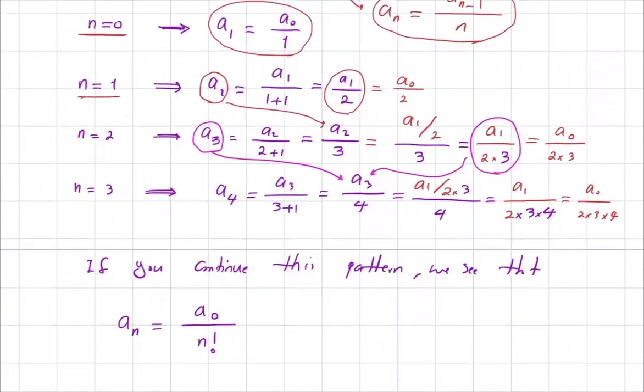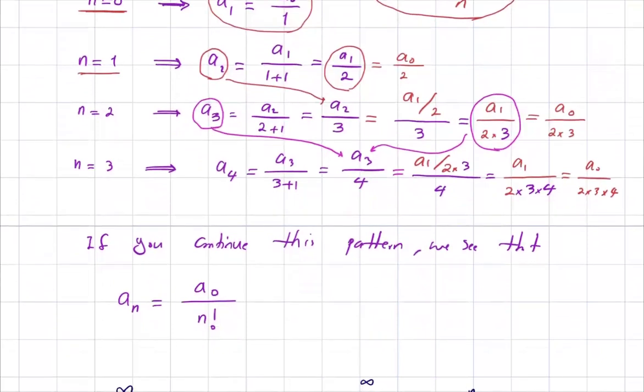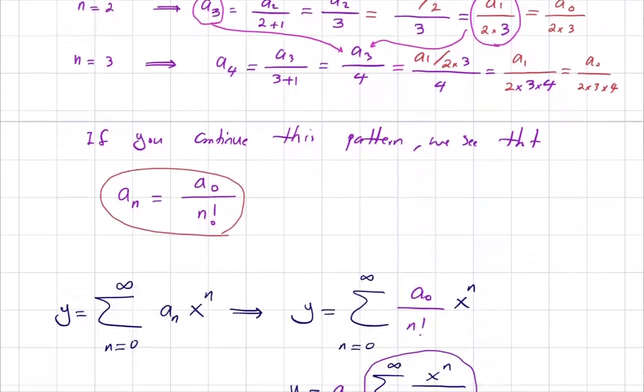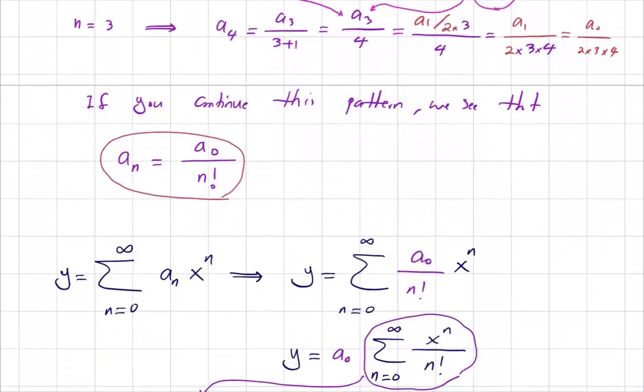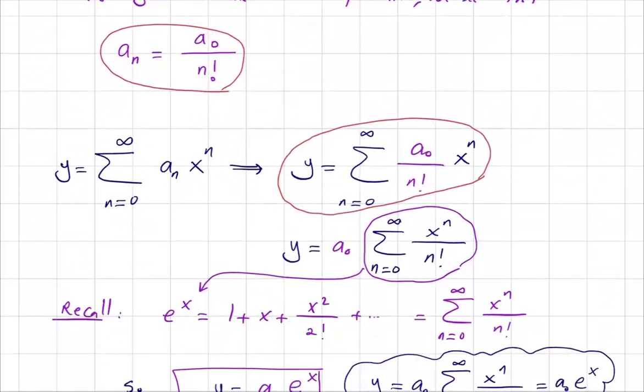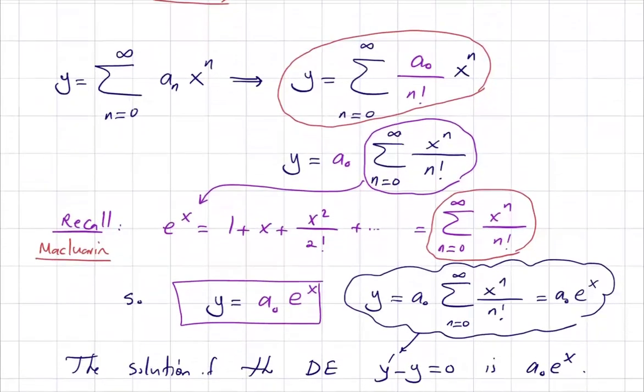So in general, the pattern that we see is we have a sub n equals a sub 0 divided by n factorial. If you write this, it means that the solution is in the form of a sub 0 x to the n divided by n factorial. But recall that from the Maclaurin series, e to the x was the summation of x to the n divided by n factorial. So you have a sub 0 times e to the x as the solution of this differential equation.